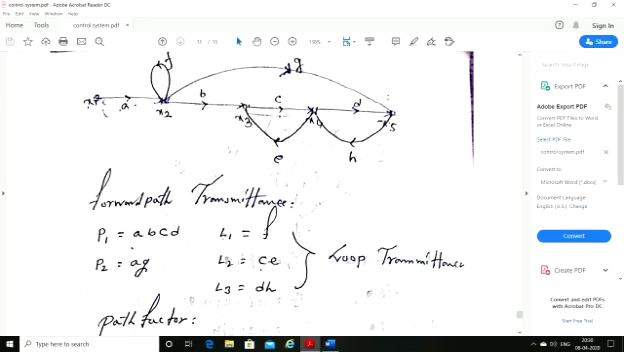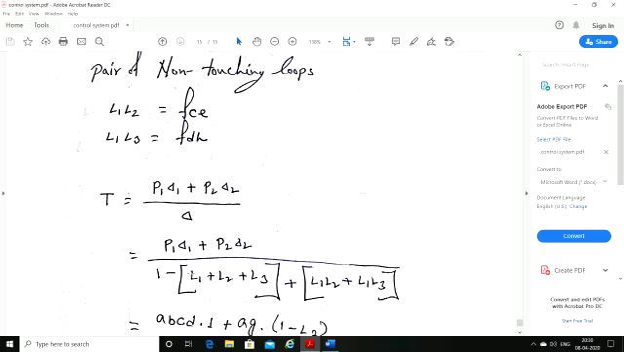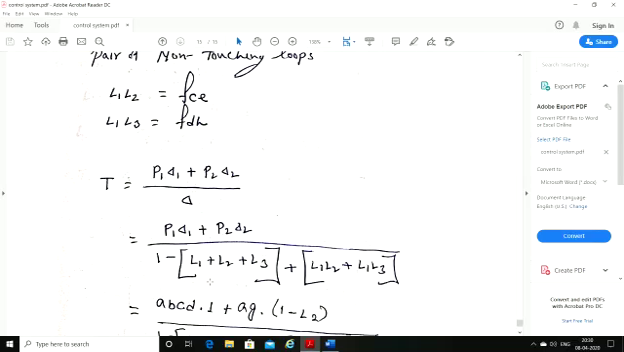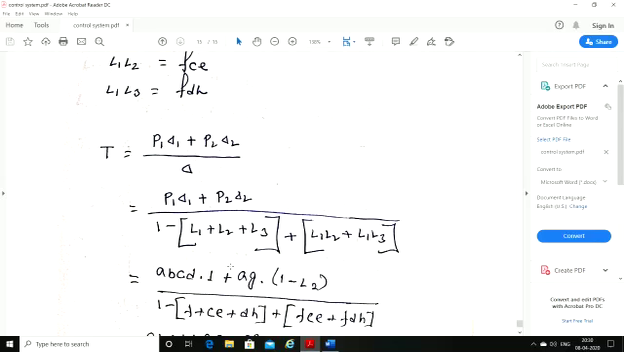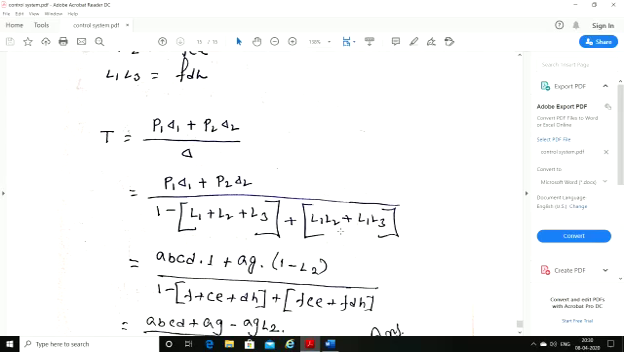From Mason's formula, we can say that T equals P1 del 1 plus P2 del 2 by del, where del is 1 minus the summation of all loops plus the summation of non-touching loops. So 1 minus L1 plus L2 plus L3, all individual loops, plus the non-touching loops. There are 2, FC and FDH, which will be L1 L2 and L1 L3. So L1 L2 plus L1 L3. And there are no triple non-touching loops. So this equation ends at this position.